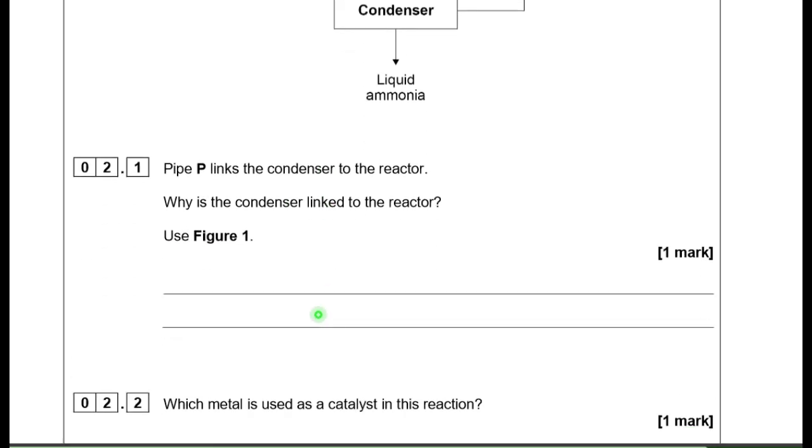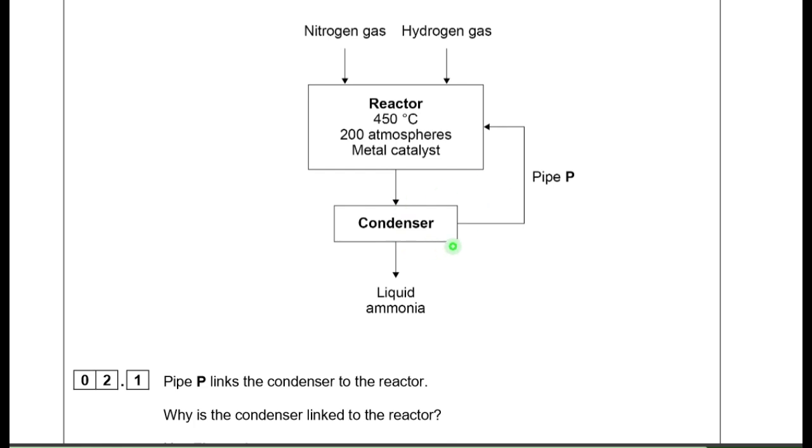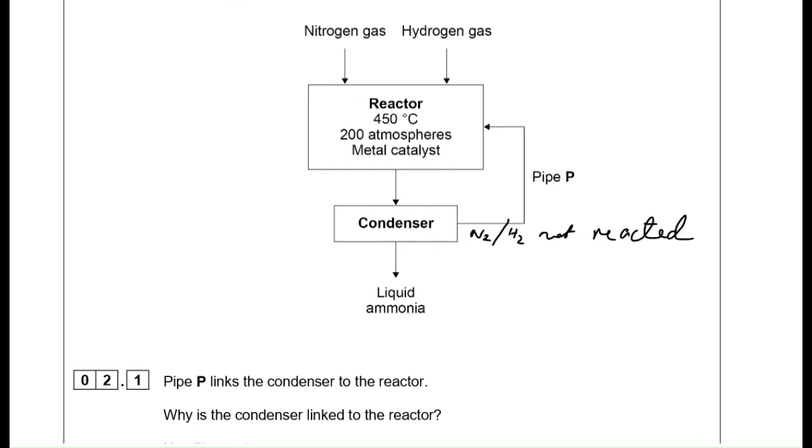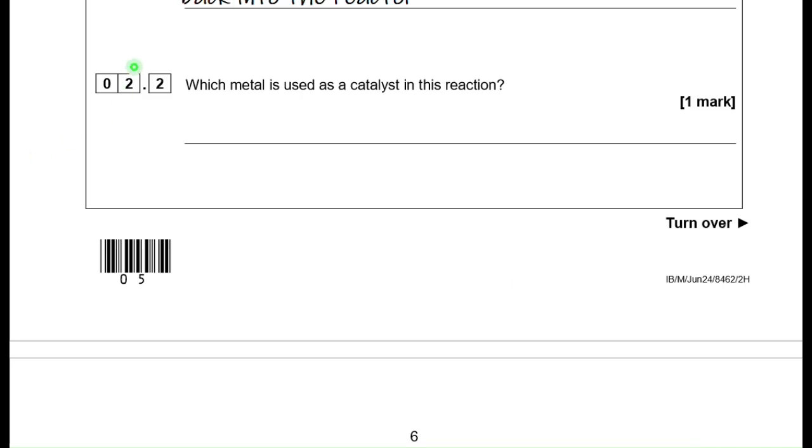2.1. Pipe P links the condenser to the reactor. Why is the condenser linked to the reactor? Use figure 1 for 1 mark. So let's look at figure 1. We've got this condenser here where the ammonia gas is converted into liquid ammonia, and from the reactor there could well be unreacted nitrogen and hydrogen. And it's important to recycle this back into the reactor. So, to claim our 1 mark, recycle any unreacted hydrogen and nitrogen back into the reactor.